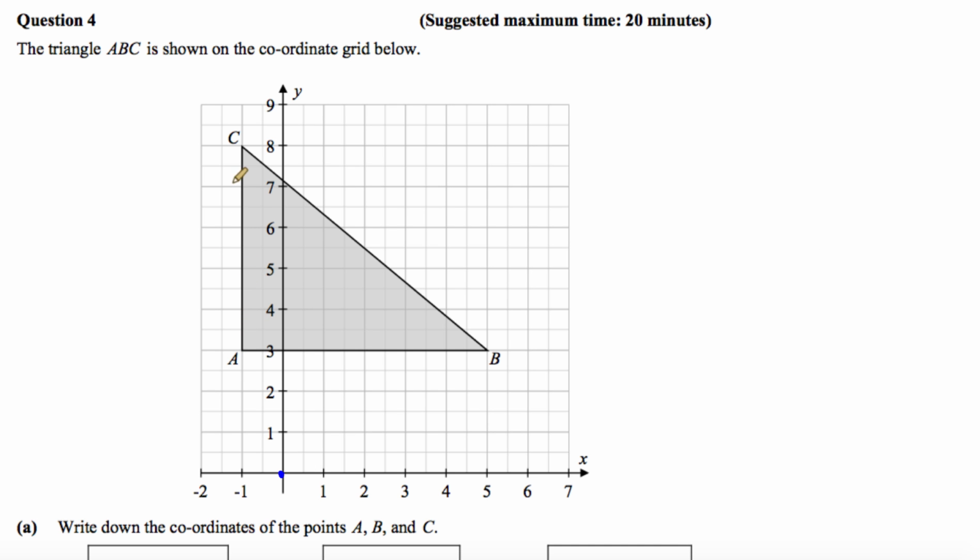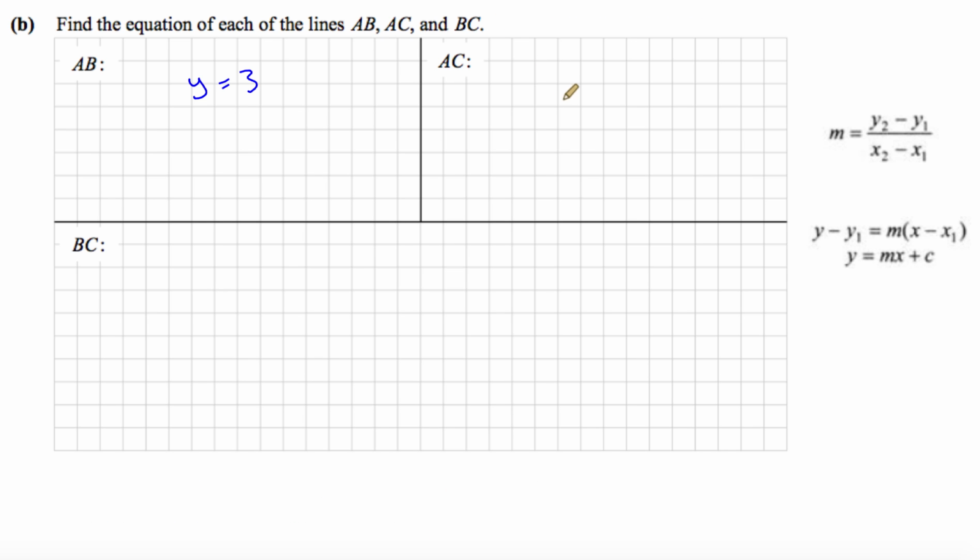Okay, so if we now look at the line AC, well, the line AC is a vertical line, and any point on this line will have an x coordinate of minus 1. So for example, A is minus 1, 3. C is minus 1, 8. And this point here would be minus 1, 6. So they all have an x coordinate of minus 1. And you can see that that line, if you extend it down here, would cross the x-axis at minus 1. So the name of that line then is x is equal to minus 1. So all vertical lines will have the name x is equal to whatever number they cross the x-axis at.